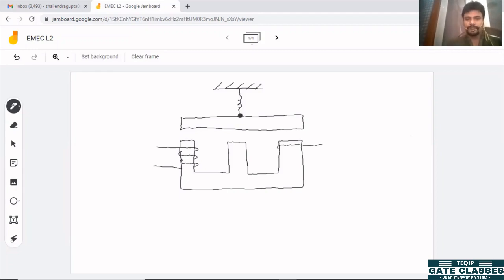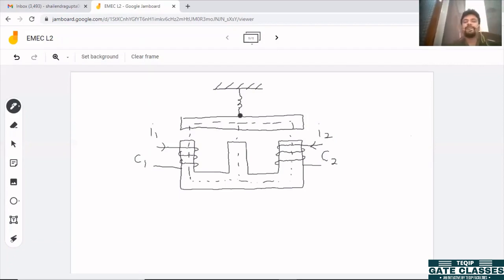Okay, let us say that coil 1 is having I1 current. This is coil 1. This is coil 2 having I2 current. Okay, so there will be a flux in this machine, and let us do a similar study that we performed in our singly excited system.